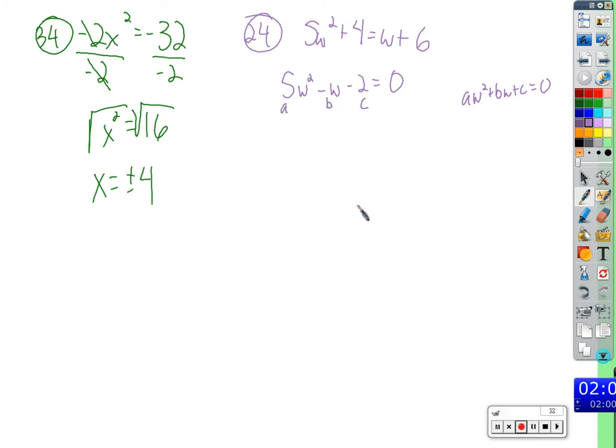Okay. So a is 5, what's b? Negative 1, and c is negative 2. So we just throw everything in there, not x, w, solve for w. Negative b, which we said is negative 1, plus or minus the square root of b squared, so negative 1 squared, minus 4ac, over 2 times a.